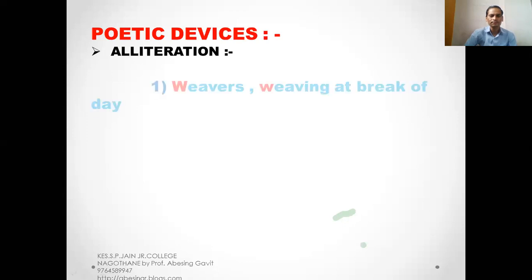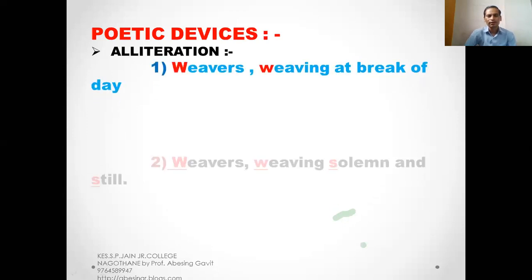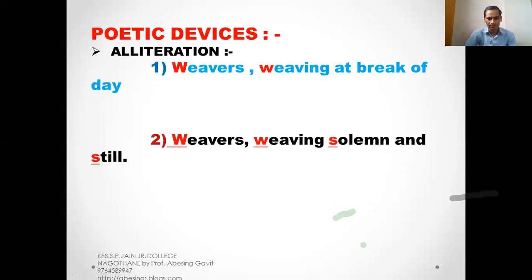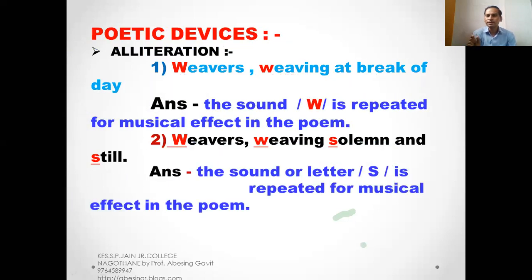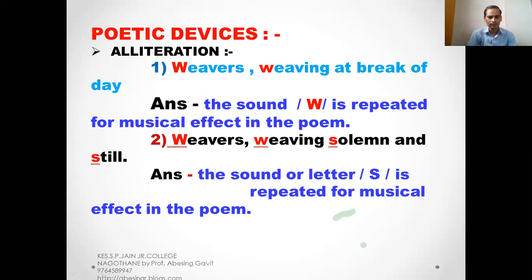It is very easy, alliteration. Now here in this poetic device, the initial letters of the words are repeated. In this sentence we see, we were swimming at a break of a day. Now here, W is repeated. The sound W is repeated. It is called a letter or sound in the language of English.